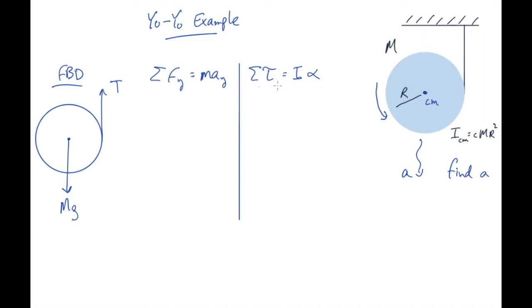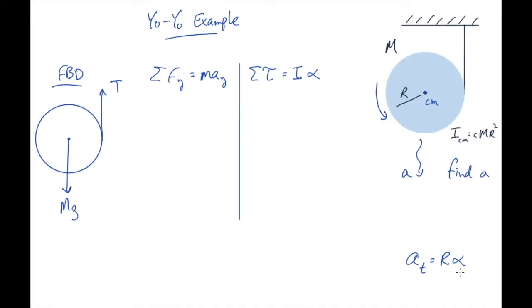This a and this alpha are related, in this case by the no-slip condition. This yo-yo is rolling without slipping on this string as it unwinds and falls. That means the tangential acceleration equals r times alpha. Now we're going to treat these as signed quantities. I want to make sure that a positive alpha corresponds to a positive acceleration. So I'm going to choose my coordinate systems so that if alpha is positive, the acceleration a is also positive.